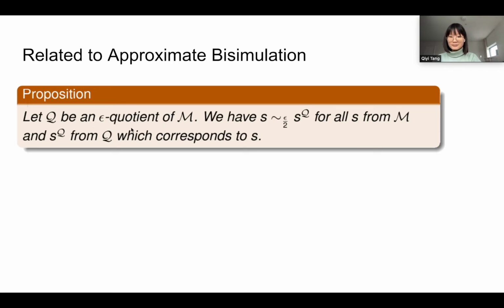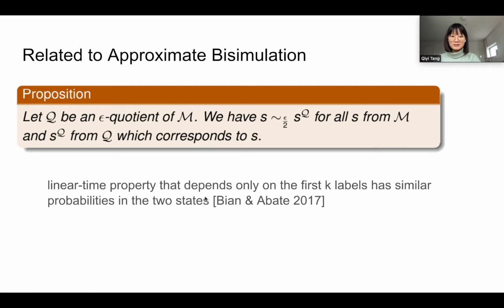Let Q be an epsilon quotient of M. Then for all pairs of states S and SQ, where S is from M and SQ is the corresponding state in Q, we have that S and SQ are half epsilon bisimilar. They are approximate bisimilar. So since for all these pairs of states they are approximate bisimilar, they will inherit the nice property that any linear time property that depends only on the first k labels has similar probabilities in these pairs of states.